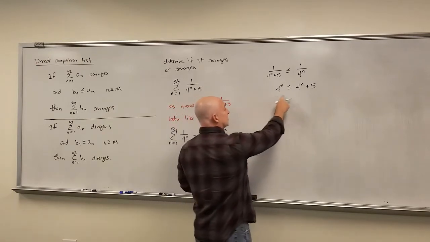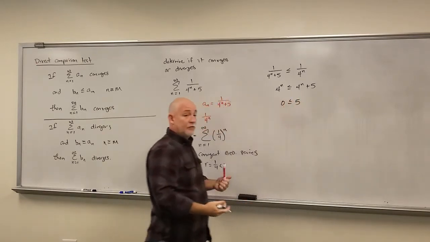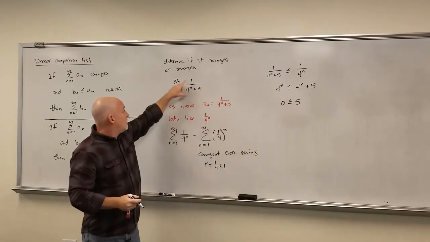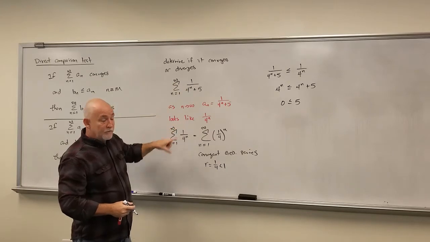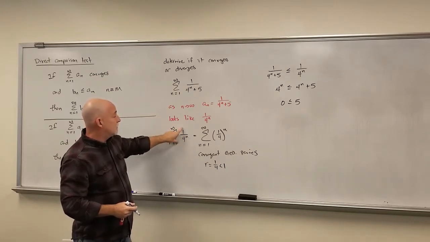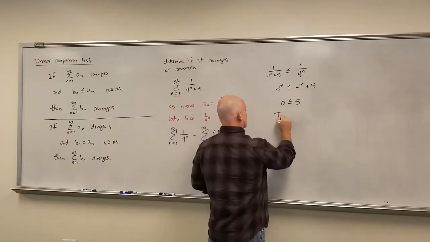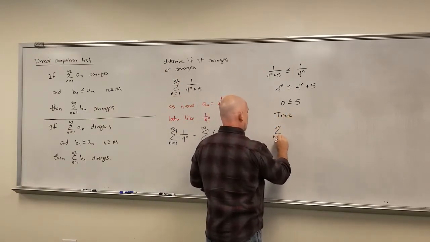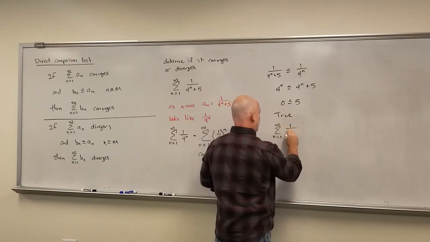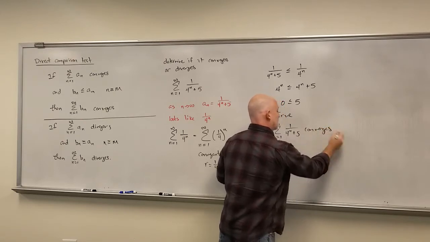You can see if we subtract 4 to the n from both sides, 0 is less than or equal to 5. So that's true, which means that this here is smaller than this here for every single value of n. So since these add up to a finite value, this adds up to a finite value. So since this is true, we can say that the sum from n equals 1 to infinity of 1 over 4 to the n plus 5 converges.